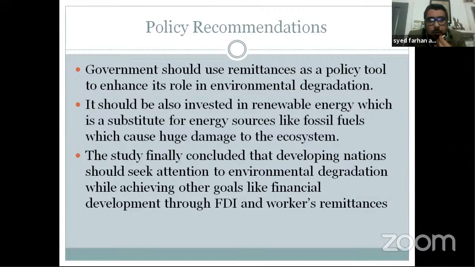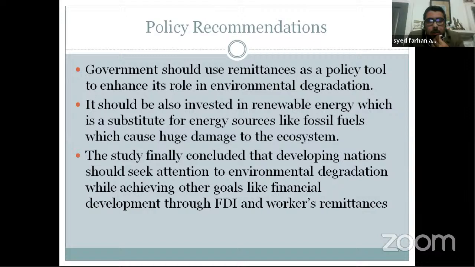So here are some policy recommendations on behalf of this research. The government should use remittances as a policy tool to enhance its role in environmental degradation. It should also be invested in renewable energy, which is a substitute for energy sources like fossil fuels, which cause huge damage to the ecosystem.